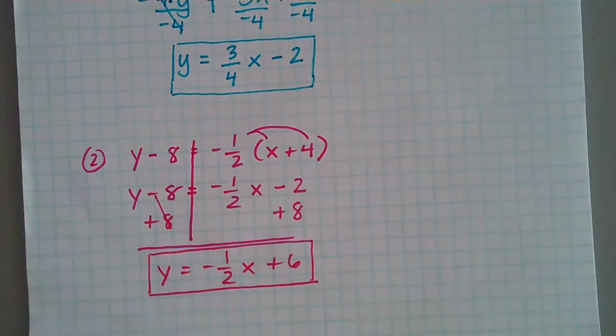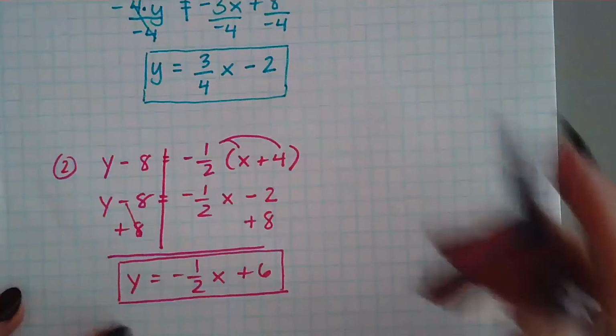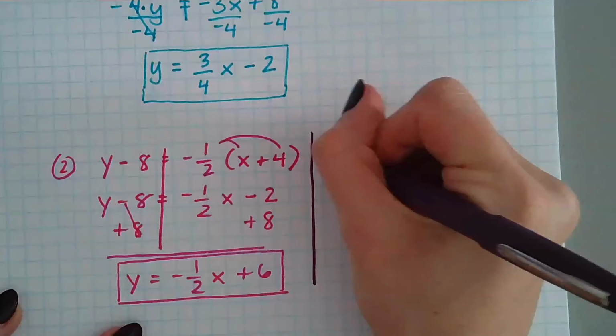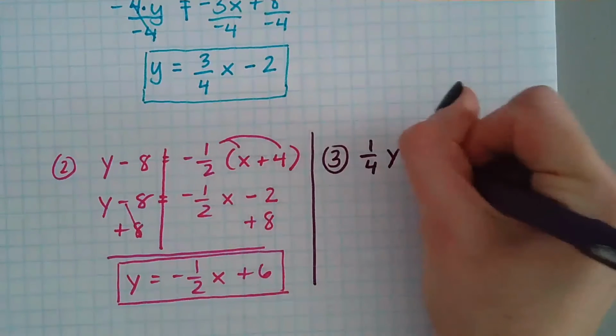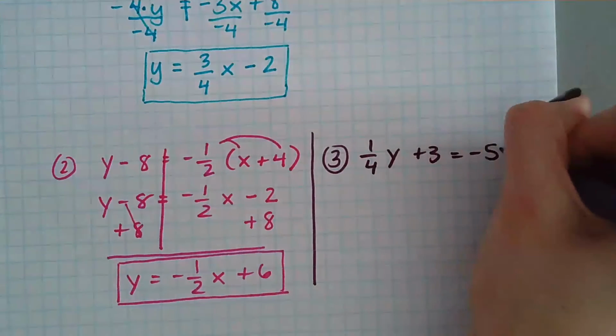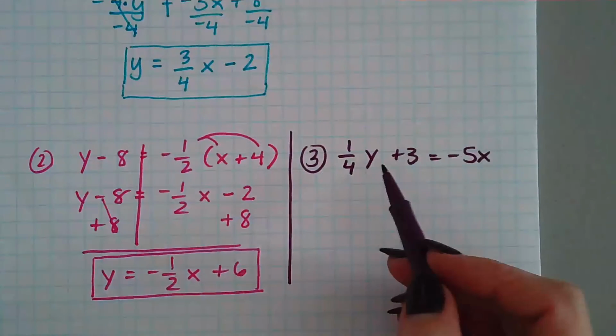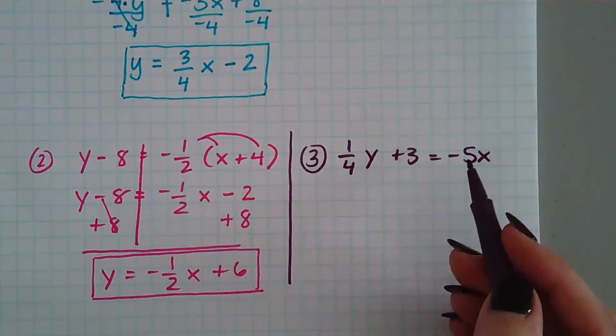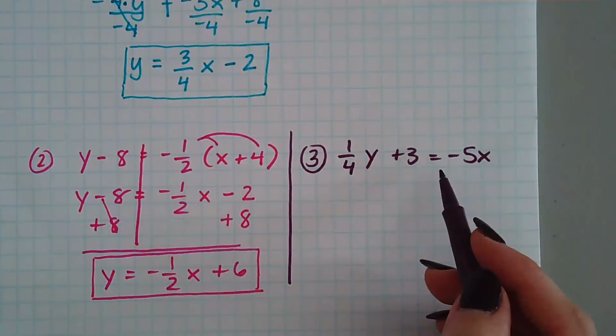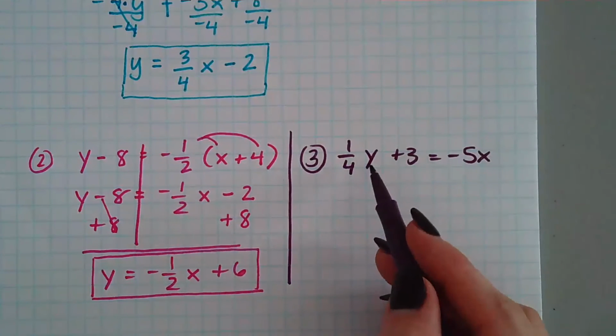The last example I'm going to show you is an equation that's not in any form, and you might be presented with a question like this at some point. And so this third equation is 1/4 y plus 3 equals negative 5x. Now this is different because it's not in standard form. It doesn't say ax plus by equals a constant. It's definitely not in point slope form. But my goal is just to get y by itself.